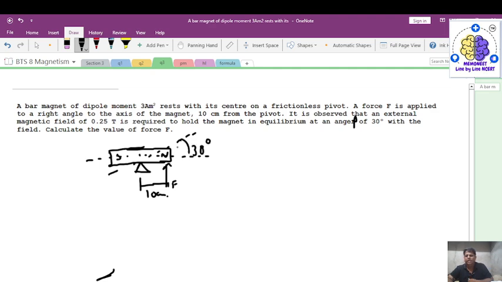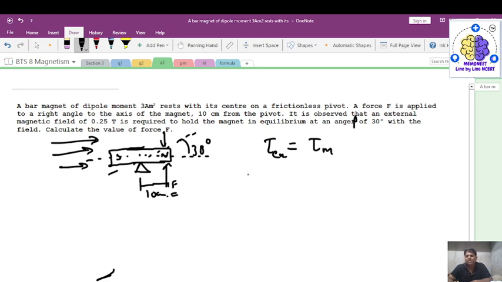To keep this in equilibrium, so that this force may not turn it further, there is another torque applied by an externally applied magnetic field, and that torque is balancing the torque by this force, right? And the magnet is in equilibrium at an angle of 30 degrees. This is what they are telling. So if it is in equilibrium, it means the torque applied by the external force is equal to the torque applied by the magnetic field, right?